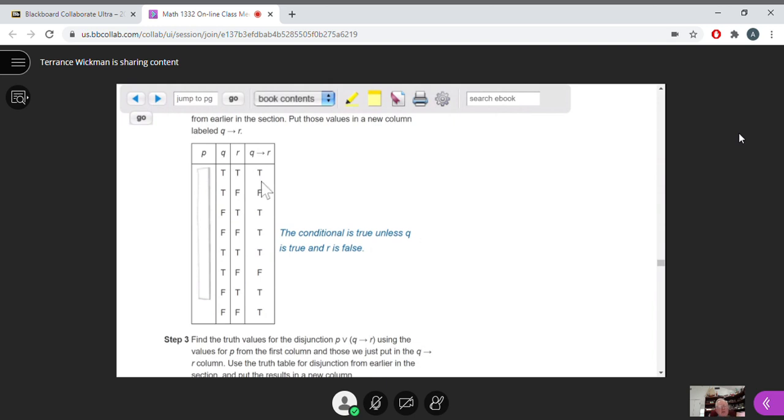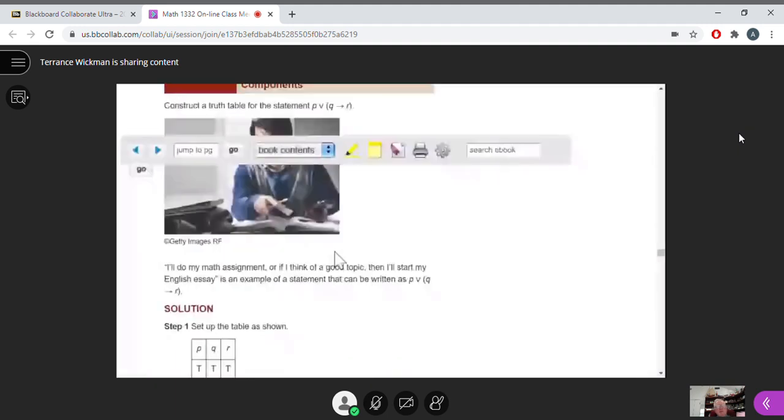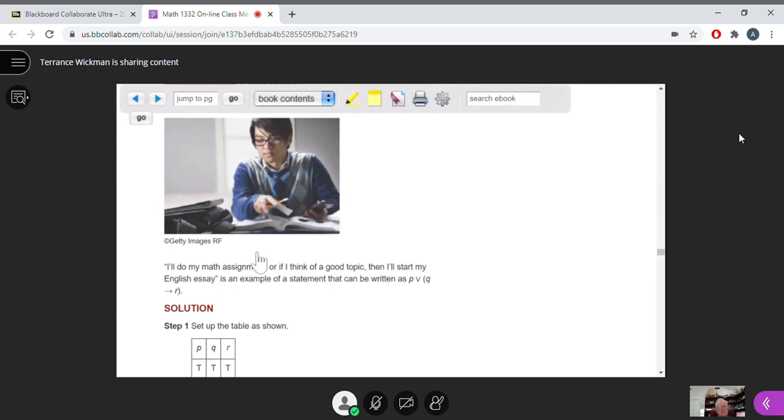So they're always going to be true. Now notice the only two that are like that is down here. True, false, and the true, false. It's all they've done. And that's what it says on the right in blue. The conditional is true unless the Q is true and the R is false. Now what does that mean? I'll do my math assignment, or if I think of a good topic, then I'll start my English essay. There's an or in there.